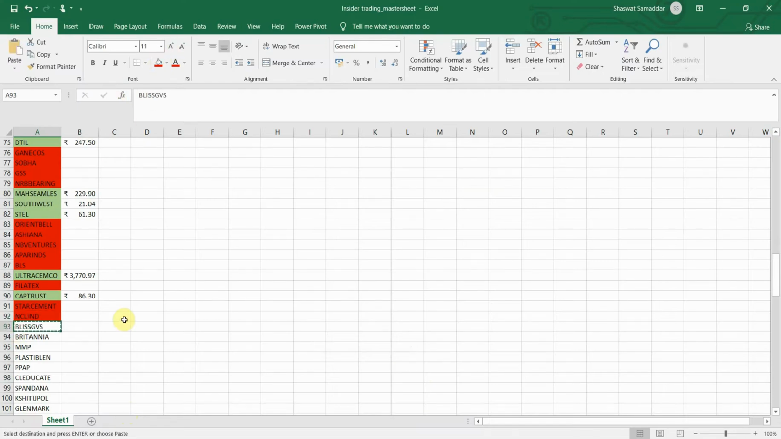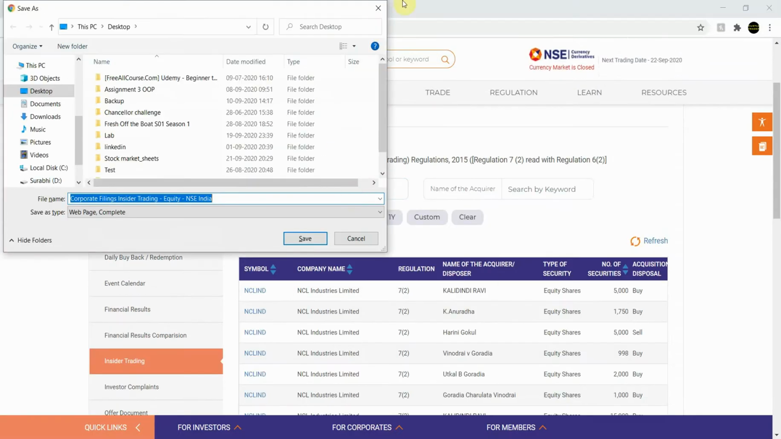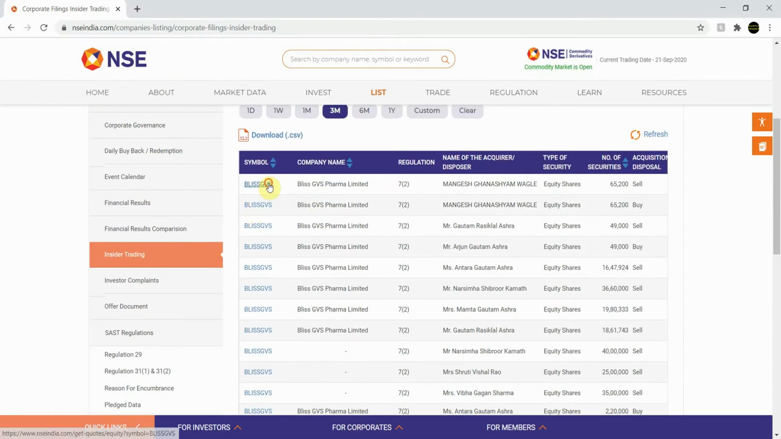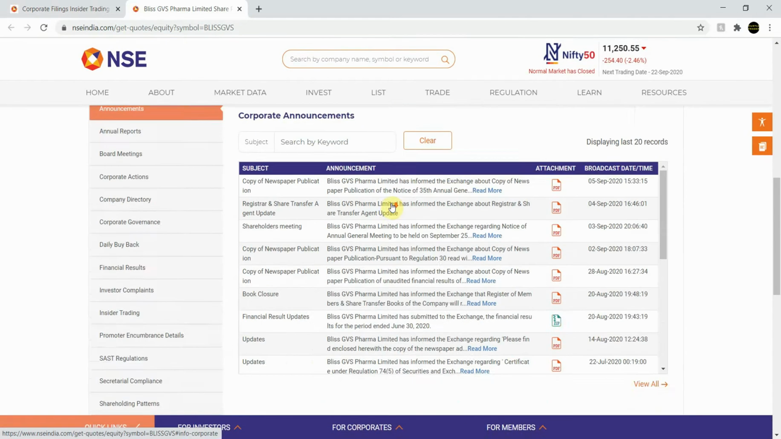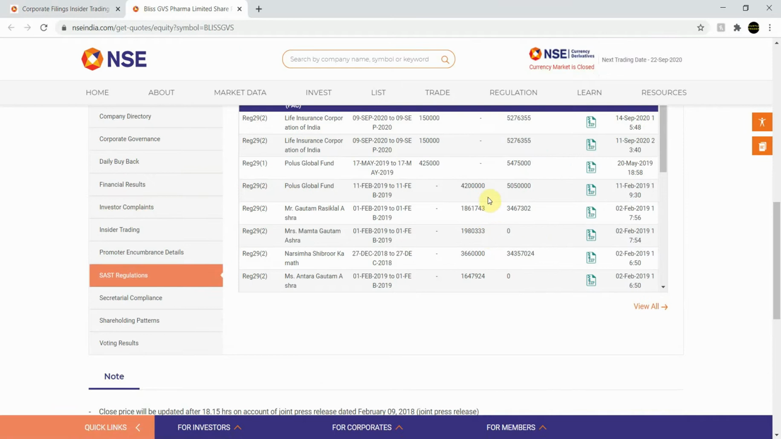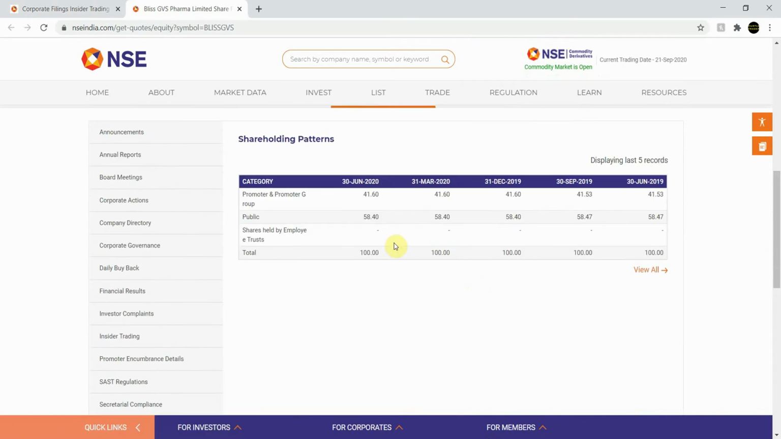Next is BLISS GVS. I'll copy it and paste it in the company name right here. BLISS GVS Pharma Limited. I'll click on the symbol and go to the corporate information. Let's first check the SAS regulations. No recent selling has been reported. I'll check the pledging. Pledging is 0%. Shareholding pattern is less than 50%.